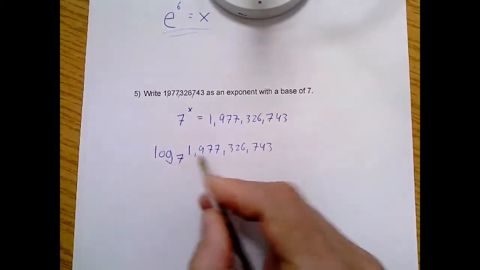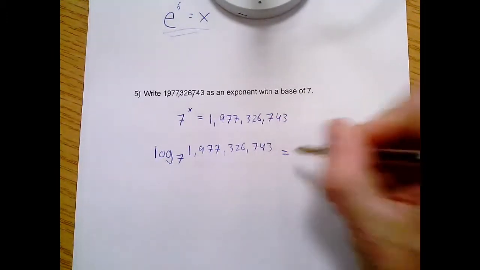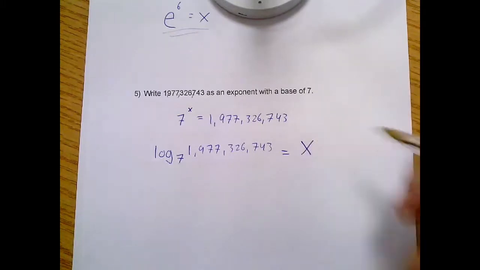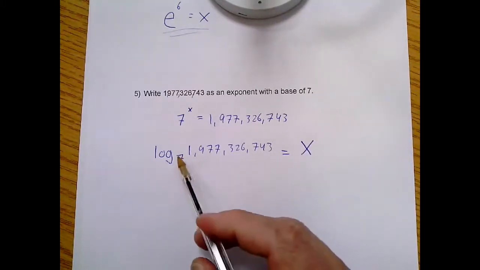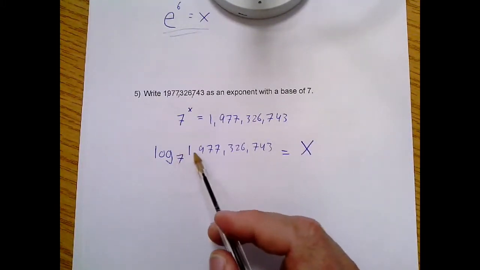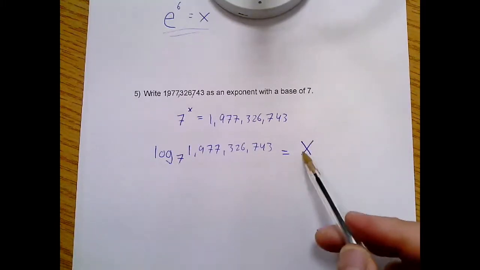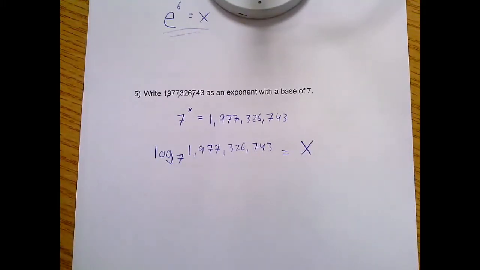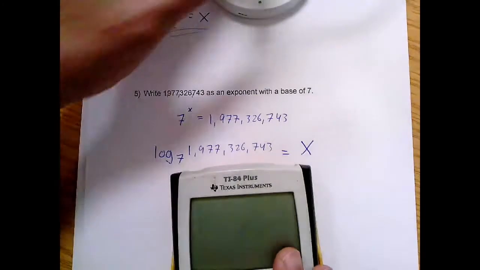Right, that's the argument. That would give me my x. So they're saying 7 raised to some power would give me this value, and this would tell me the value. So all I've got to do here is really just a calculator game, okay? Let's come on down.